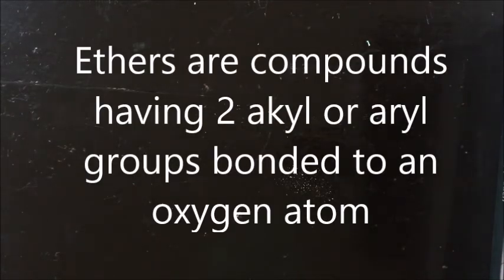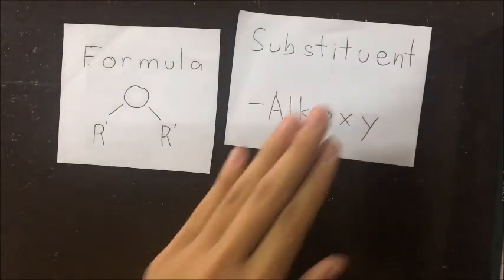So according to William Rouge, I don't know if I'm pronouncing it correctly, ethers are compounds having two alkyl or aryl groups bonded to an oxygen atom. It has the formula R prime connected to this oxygen atom connected to this R prime. And its substituent prefix is alkoxy.